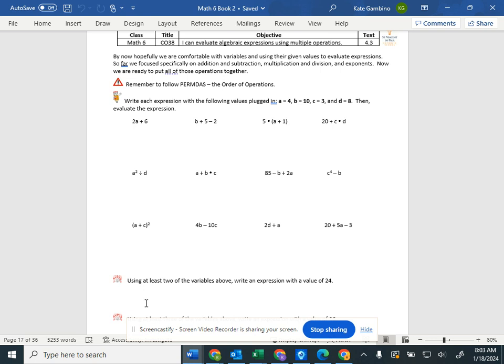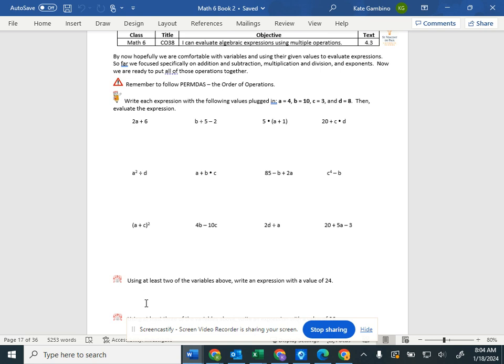So, order of operations. Parentheses first. If we see parentheses in our expression, we do that first. Next level is exponents. So remember, exponents are if we're squaring the number. Remember, if it's 5 squared, that is not 5 times 2. 5 squared means 5 times 5. 5 to the third power would be 5 times 5 times 5.